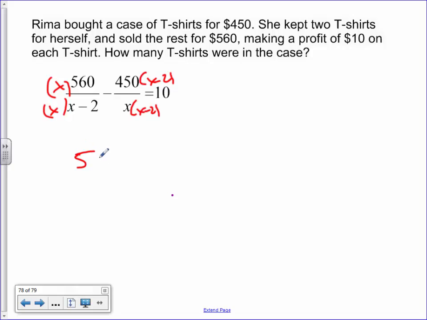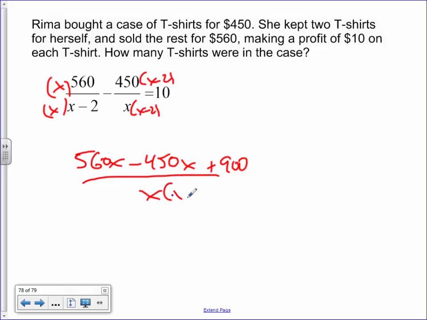So you'll have 560x. Okay, I'm going to do a couple steps together. Make sure there's a minus sign there. Be super careful with the double negatives, okay? You'll have a minus 540x, and you'll have a positive 900. You mean 450? Sorry, whatever I said. Listen to my screen, not my mouth. Okay. Yeah, listen to the screen, okay? 450. And on the bottom, you'll have x and an x minus 2.